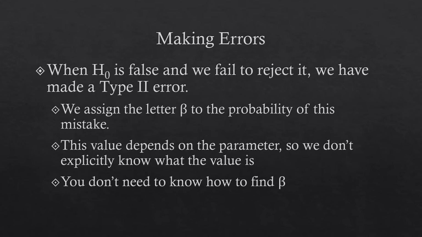And then when it comes to type 2 errors, that's again when the null is false and we fail to reject it. That's a type 2 error. We assign the probability of that happening with the letter beta. The value depends on a parameter, so we don't actually know how to calculate that, and you don't need to know how to do that at all. So just know that beta is the probability of making a type 2 error.